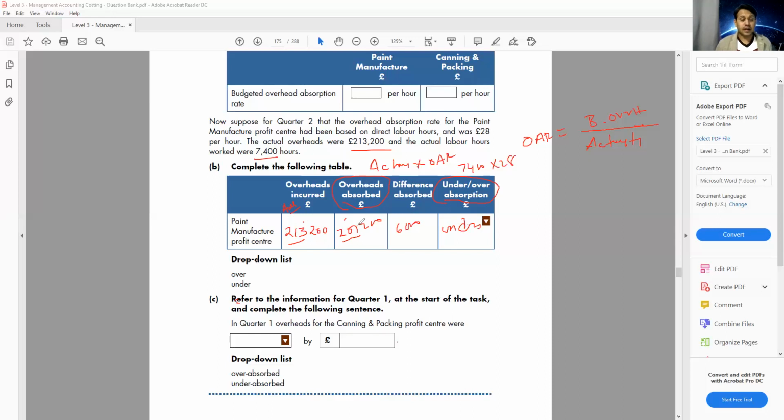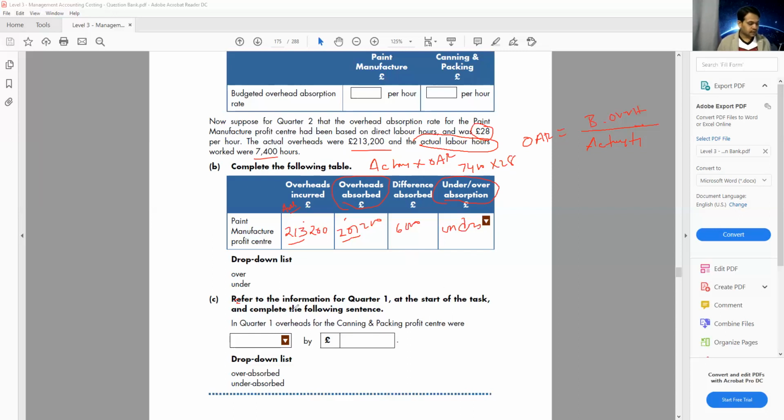When you get the overhead absorbed, you always take the actual number of hours. Remember that. You take the actual number of hours, could be machine or could be labor, and you multiply with the OAR, that is the overhead absorption rate. You always multiply with that. You take the actual hours and compare with the actual overhead incurred. That's it.